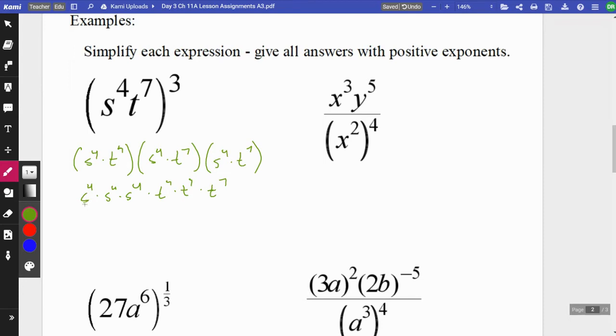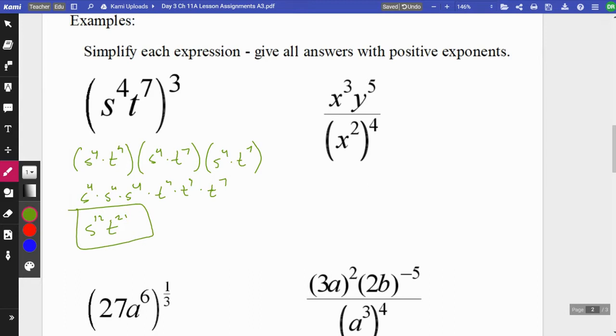a term that has the same base as another term, so they both are base s, you can add their exponents. So this would be s to the 4 plus 4 plus 4, which is 12. t, 7 plus 7 plus 7 is 21. So this is the answer we get.